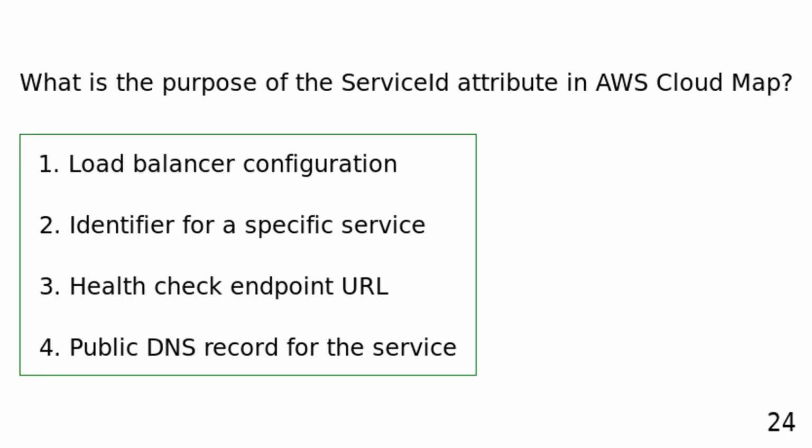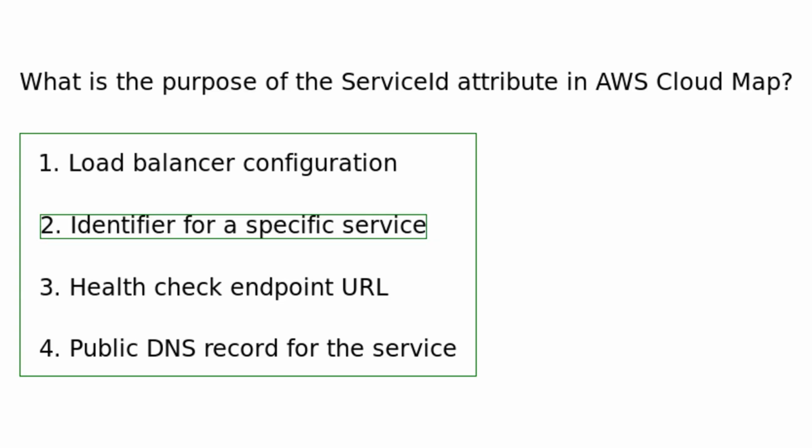What is the purpose of the Service ID attribute in AWS Cloud Map? Load balancer configuration. Identifier for a specific service. Health check endpoint URL. Public DNS record for the service. The Service ID attribute in AWS Cloud Map serves as an identifier for a specific service, allowing for unique identification and management of service instances within the infrastructure.